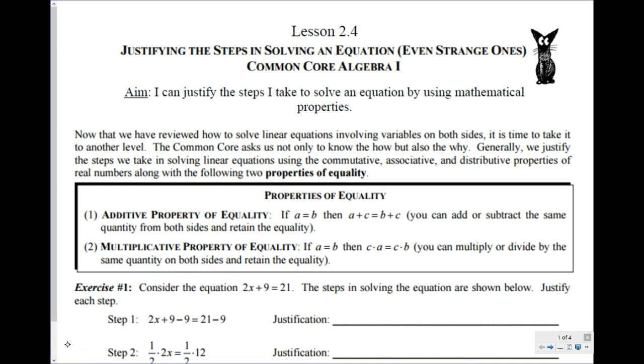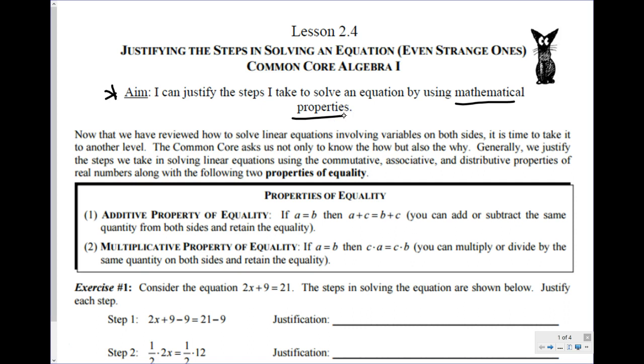Today we're going to talk about justifying all the steps I've taught you in the last few lessons. There are good reasons for why we can do the math we can do, and we've got to learn those vocabulary words and know at what steps we're using what justification. So today's aim is: I can justify the steps I take to solve an equation by using mathematical properties.